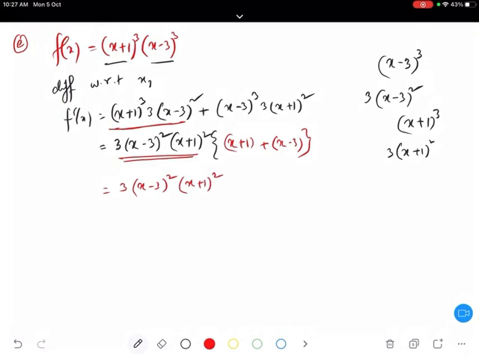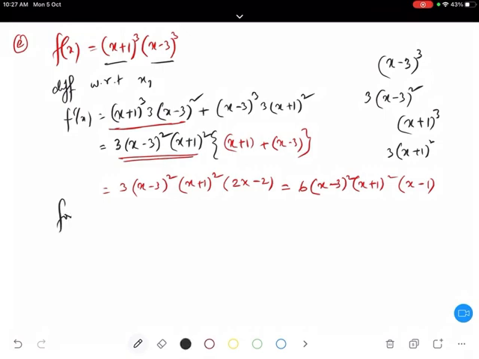I said this one is what, 2x minus 2, right? And we can take 2 common. So what do you get? If I take 2 common, I get 6 (x minus 3) whole square, (x plus 1) whole square, and (x minus 1). Okay? Clear?